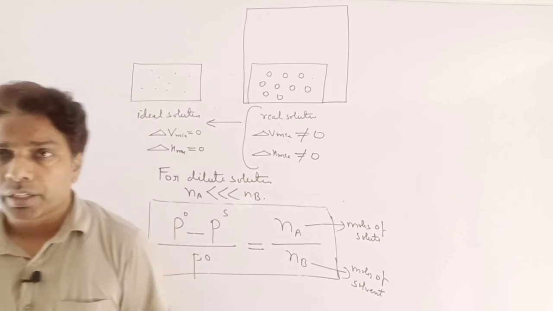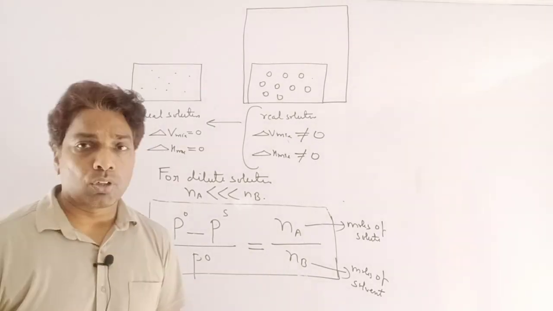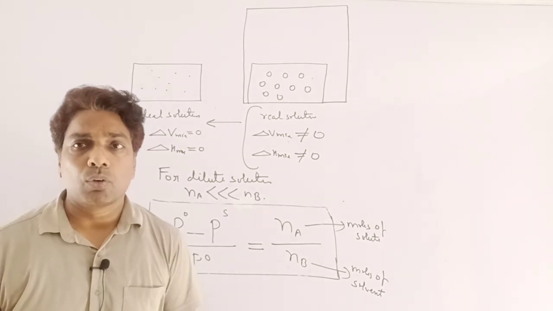So this is the first colligative property, lowering of vapor pressure.